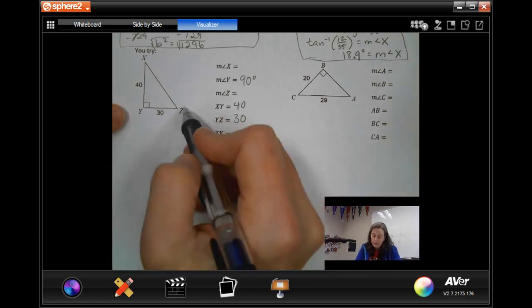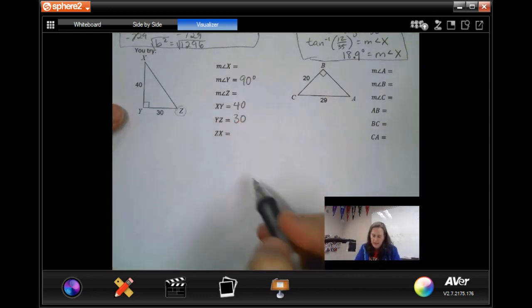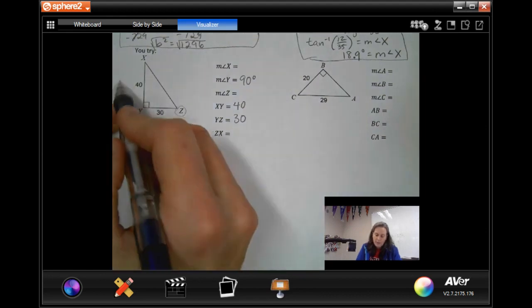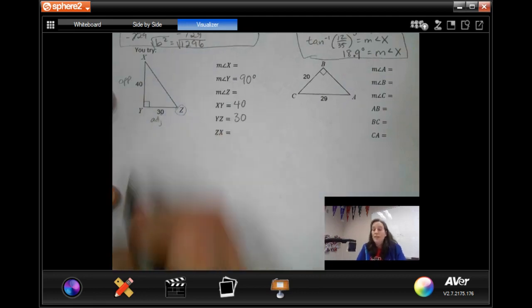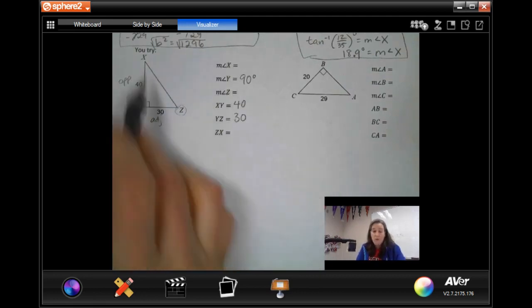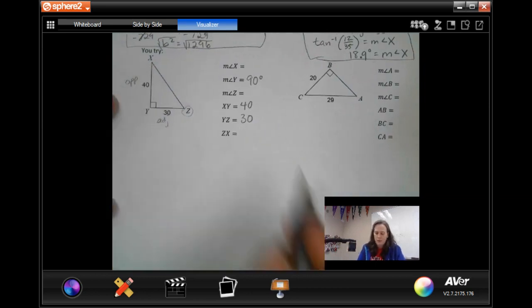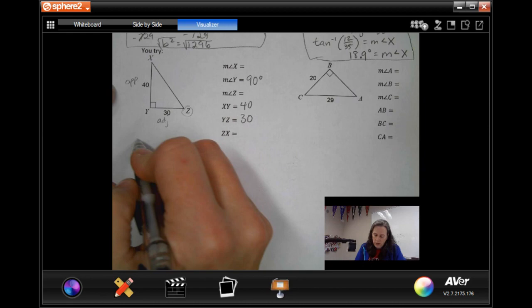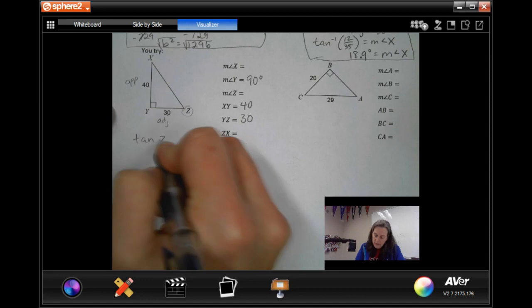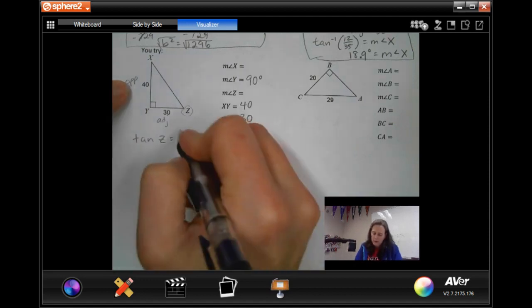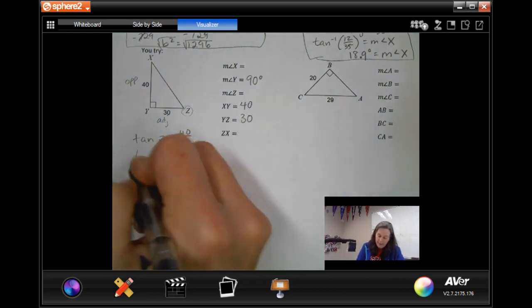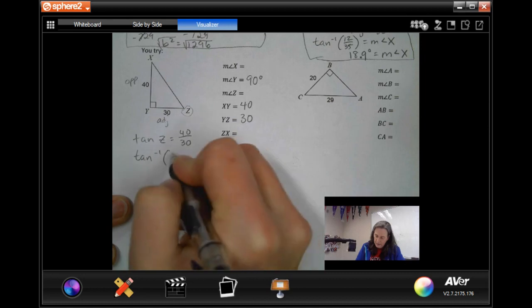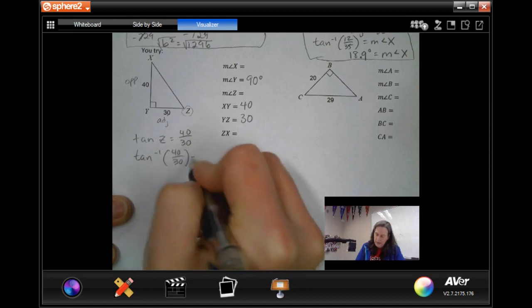You might have said, I'm going to solve for Z. And in that case, you had opposite over adjacent. I'll take that way. We will get the same answers even if you went with X, or maybe you did the Pythagorean first. We should end up with the same answers. So I'm doing tangent of Z equals opposite over adjacent. And I need to do inverse of that to find the actual measure of the angle, 40 over 30.